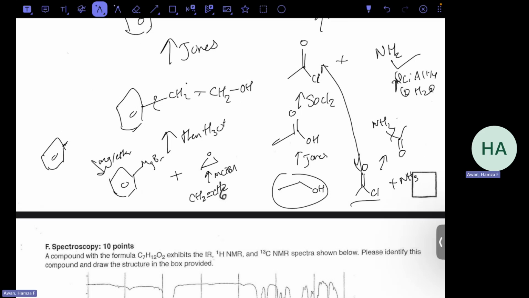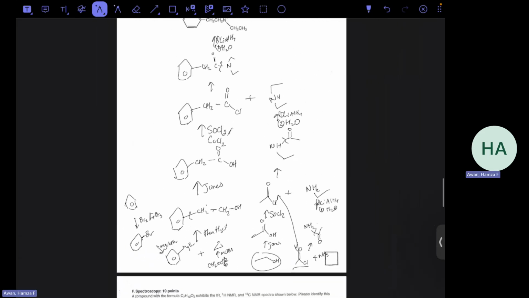And then we have the Br still. Then we can use Br2 FeBr3. That will leave us with the benzene. Any questions on that?